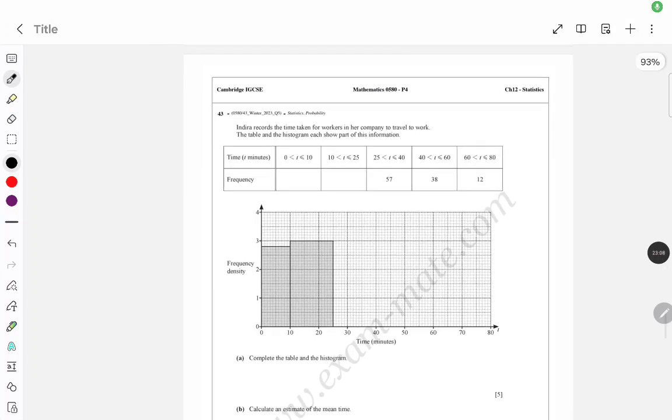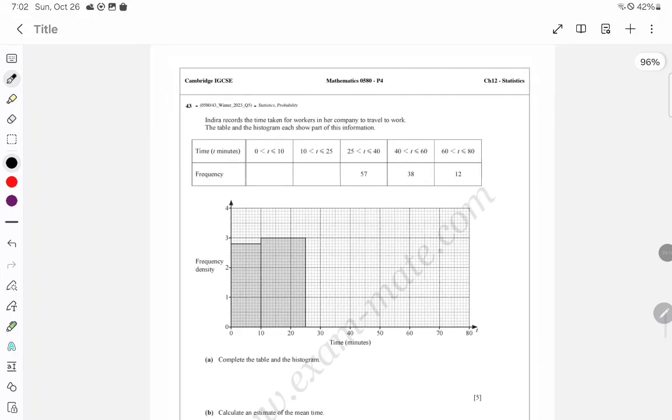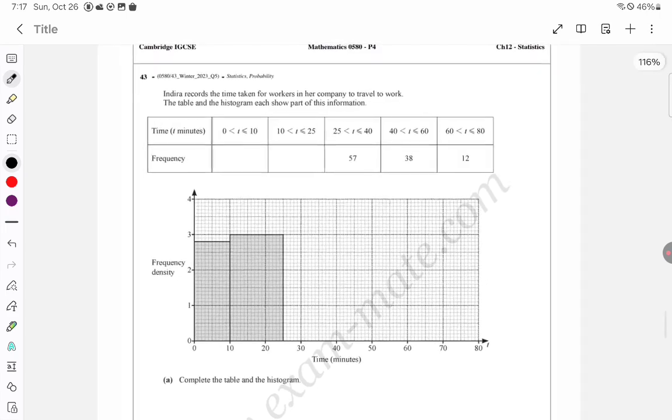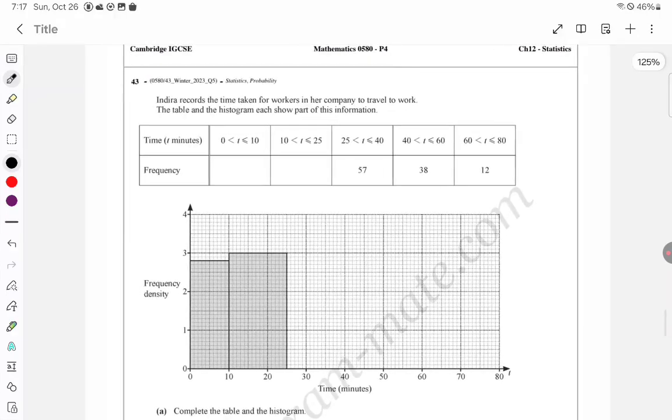Now in question 43, Indiana records the time taken for workers in a company to travel to work. The time is given. The frequency for the first two columns is not given. How can we calculate it?